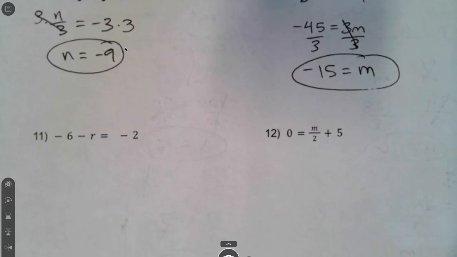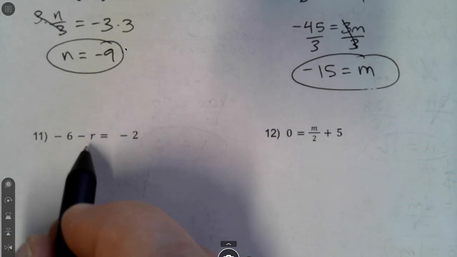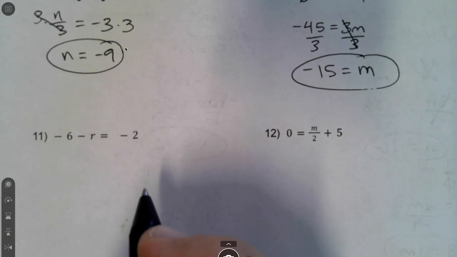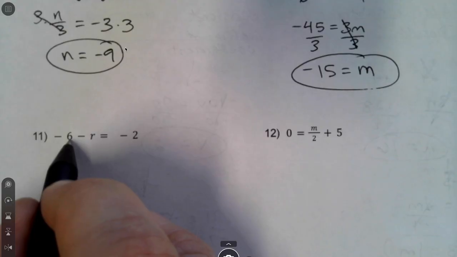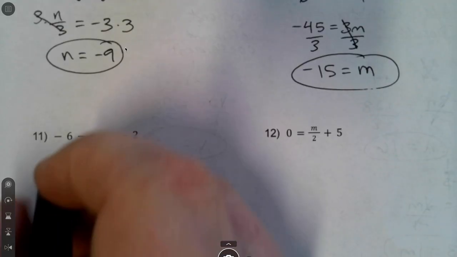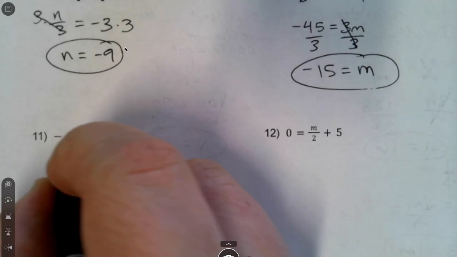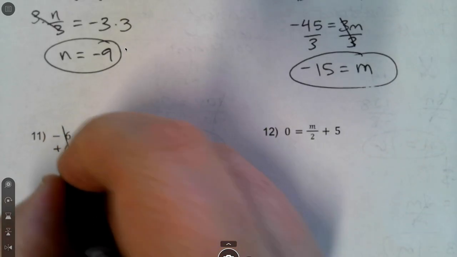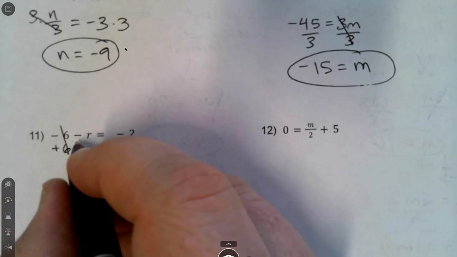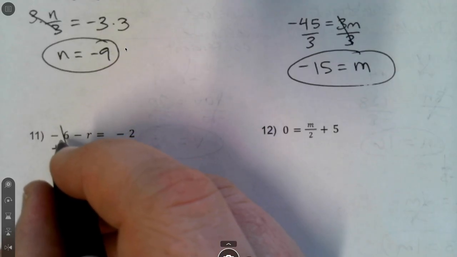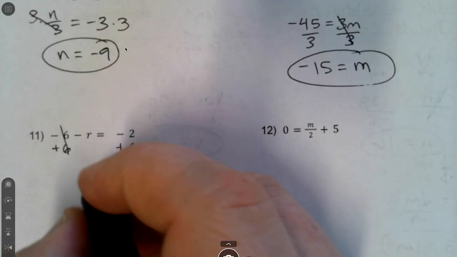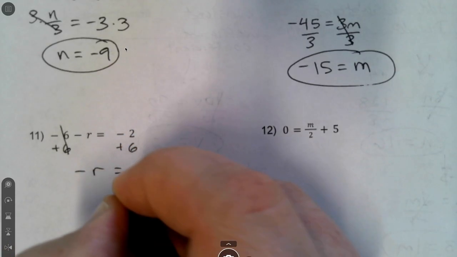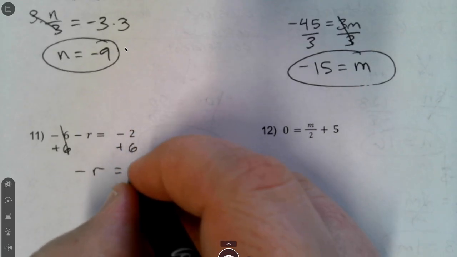Okay, number 11, the side with the variable is over here on the left. We need to take care of the constant first, that's the negative 6, so since there's a negative in front of that, to get rid of it, I've got to do the opposite and add 6 to both sides. Negative 6 plus 6 is 0. Don't forget that negative stays, because this is really 0 minus r, so that's a negative r. Negative 2 plus 6 is positive 4.